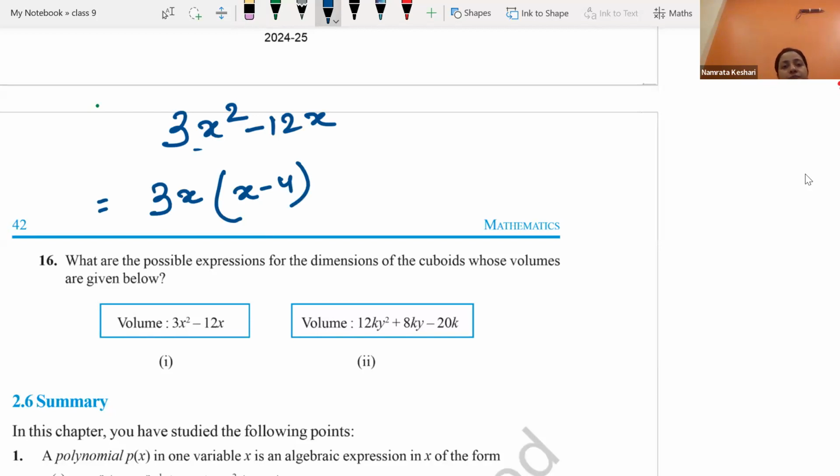Is it clear? Yes. And what about the measurement of the cuboid? Don't worry, you can say this is length, this is breadth, this is height. Is it clear? Yes, ma'am.